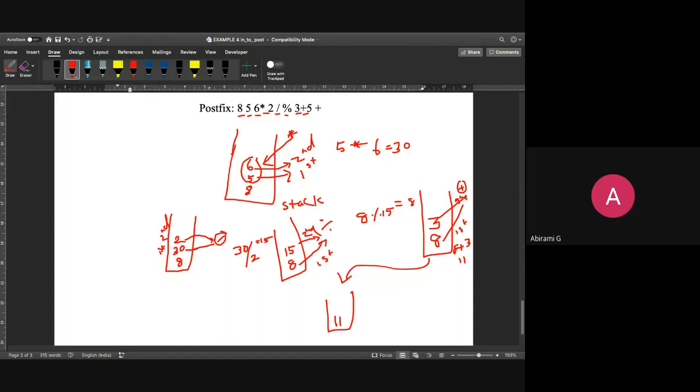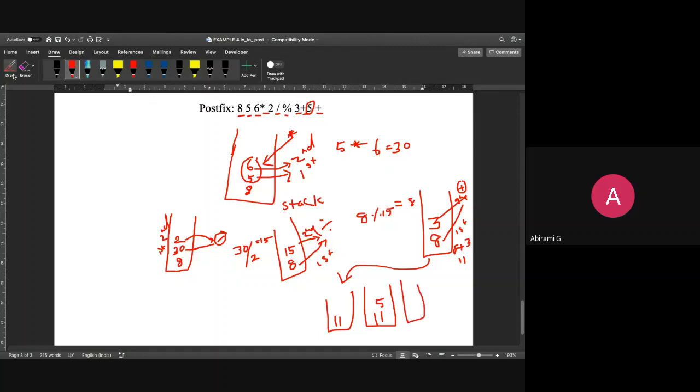Then what is the next character? The next character is plus. Not plus, it's a 5. Since 5 is an operand, we directly push it into the stack. So 5. Then what is the next character? The next input symbol is a plus. Plus is an operator. We have to perform the operation.